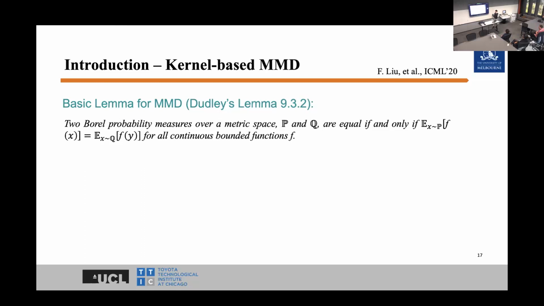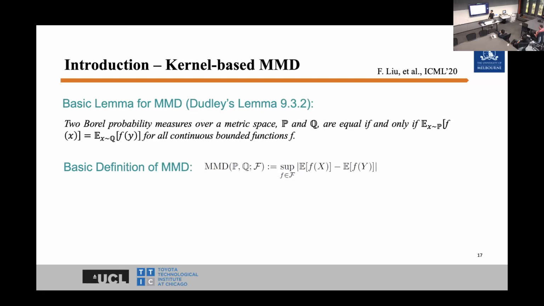So it's a Dulles lemma, and based on this lemma, we can give the very basic definition of MMD. So how do we compare the difference between two distributions? We can just use the difference between these two expectation values, right? So we can get a very naive definition here: the first expectation value minus the second, and we take the sup norm here.